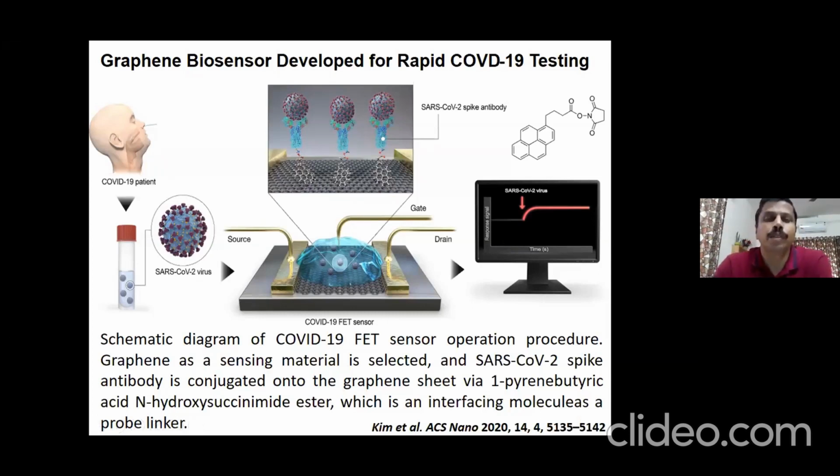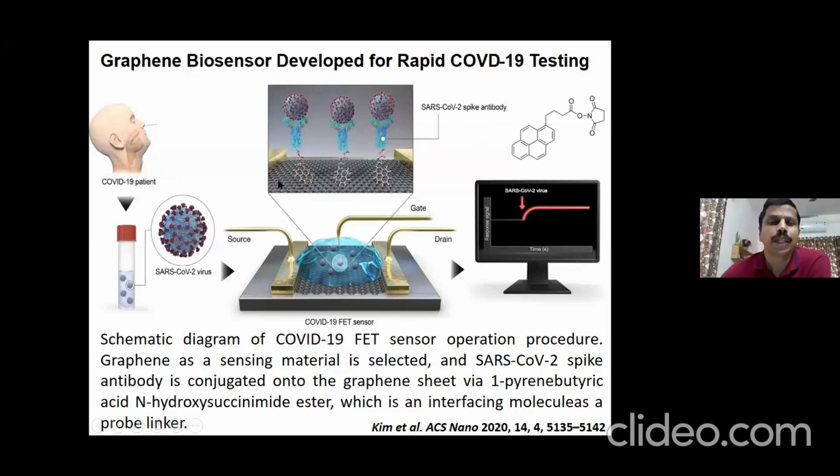We cannot simply attach the SARS-CoV-2 spike antibody with the graphene, so we need a linking molecule. The linking molecule in this case is a chemical compound called 1-pyrene butyric acid N-hydroxysuccinimide ester. So this is actually acting as a linker, right?